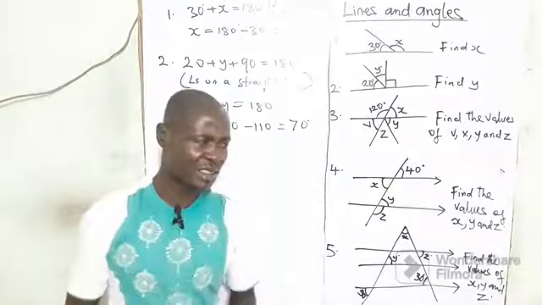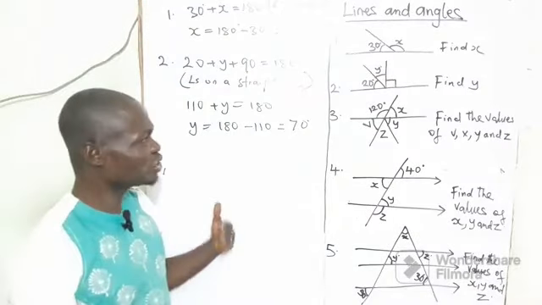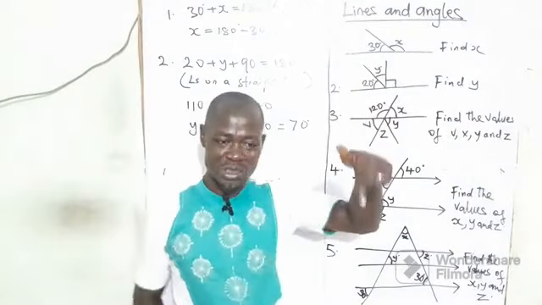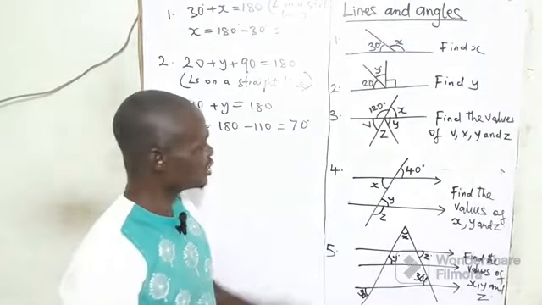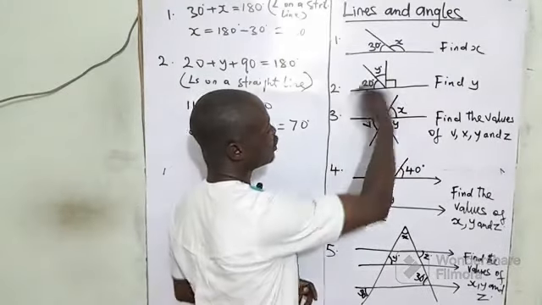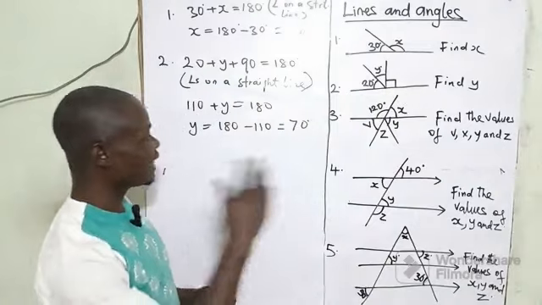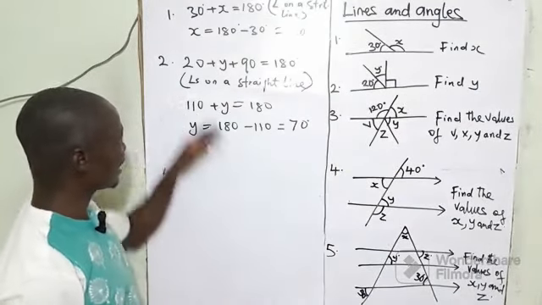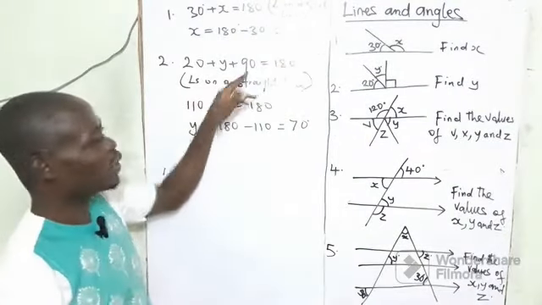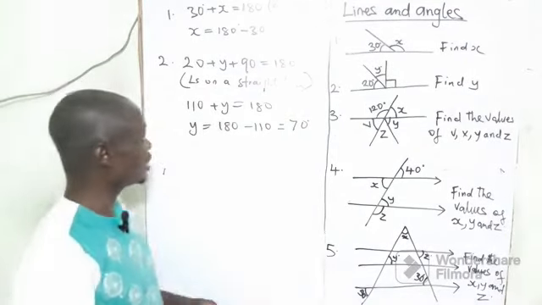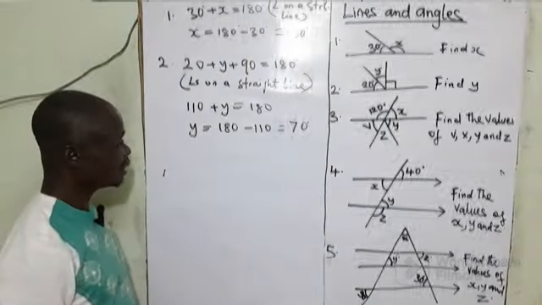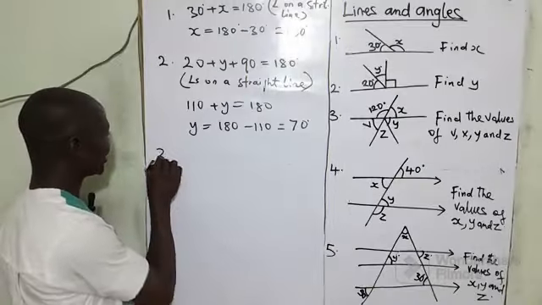Y is 70 degrees. So solving it is always very straightforward. All we need to do is recall the rules that govern each of the questions. And here we can see it is angle on a straight line. So for angle on a straight line, we add up all the angles on the straight line, and that gives us what? 180 degrees. And that is exactly what I have done. Then I solve it by collecting terms with numbers, and then subtracting it from the other, and then we have the result. Coming to question number 3.